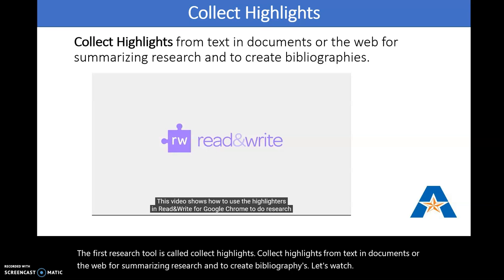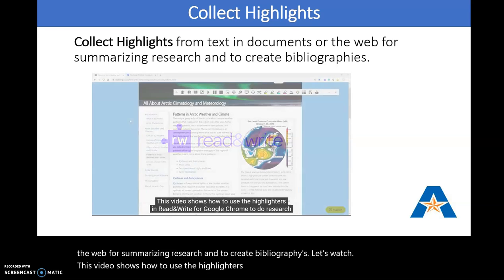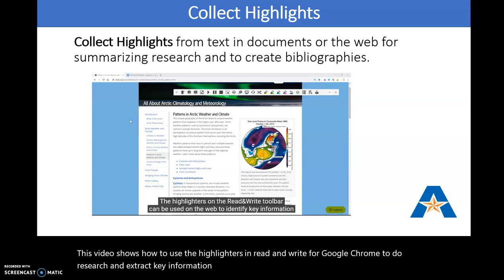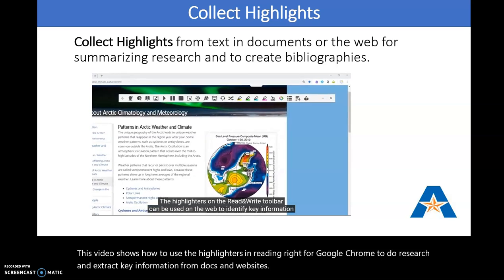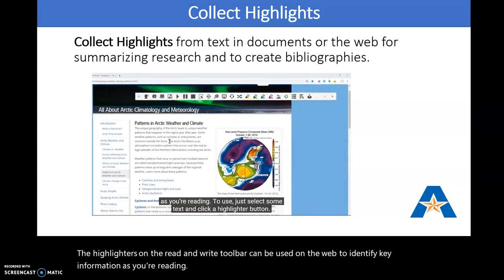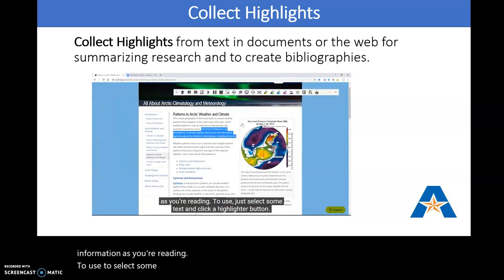This video shows how to use the highlighters in Read and Write for Google Chrome to do research and extract key information from docs and websites. The highlighters on the Read and Write toolbar can be used on the web to identify key information as you're reading. To use, just select some text and click a highlighter button.